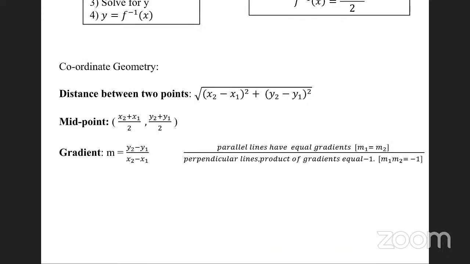So the first thing we need to be able to do is to find the distance between 2 points, and your formula is there. Midpoint, formula there. Gradient, formula there. Once you have 2 points, you should be able to find any of these things.